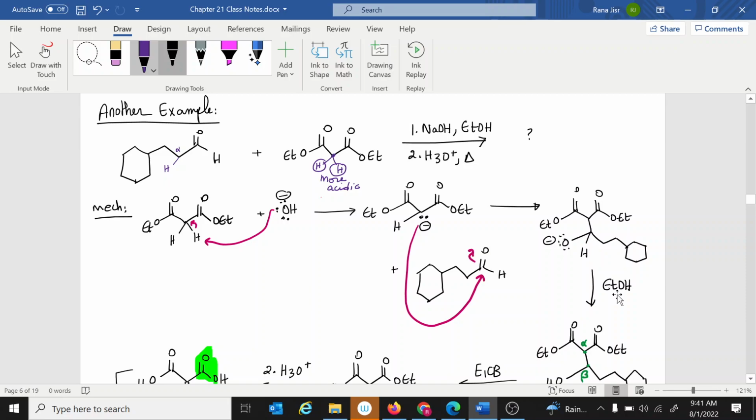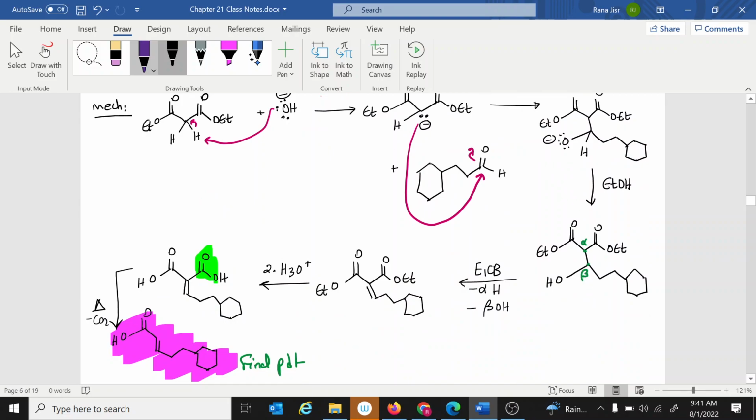And that is going to come attack the carbon of the carbonyl, form a negative charge on the oxygen. With ethanol, you're going to end up getting your beta hydroxy. This is going to be a diester, okay? And then you always have to do E1CB with aldol condensation, and you're going to end up getting your alpha beta unsaturated. This is alpha beta unsaturated diester.